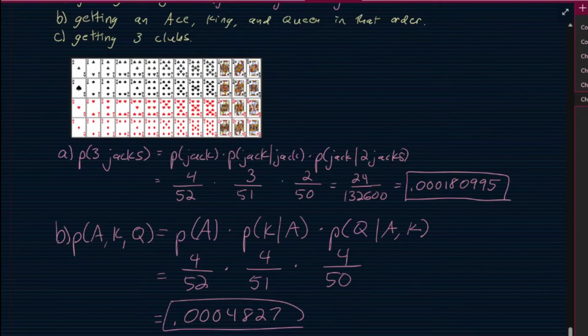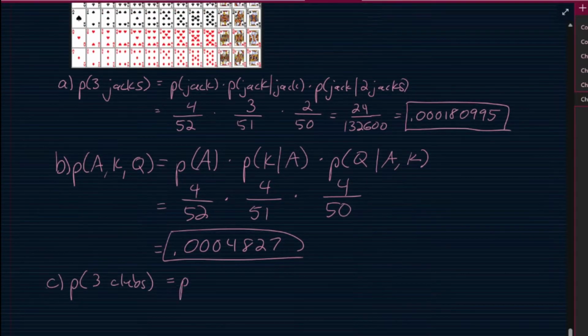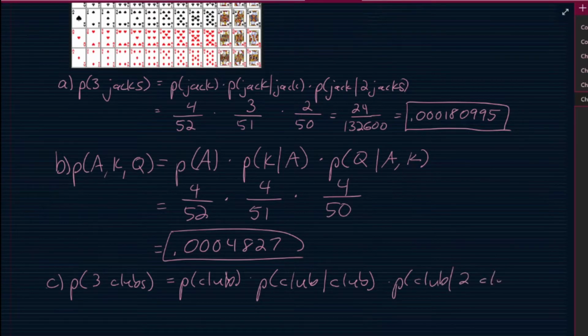Part C, getting 3 clubs. And so, again, it's the probability of getting a club times the probability of getting another club, so club given club, and then times the probability of getting another club given that we've already gotten 2 clubs. So the probability of getting a club is 13 out of 52. And then if we've already taken a club away, instead of 13, there's now 12 left, so that's 12 out of 51 here.